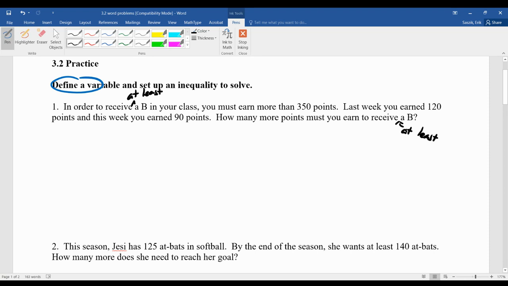So what we're dealing with here, of course, is the number of points.